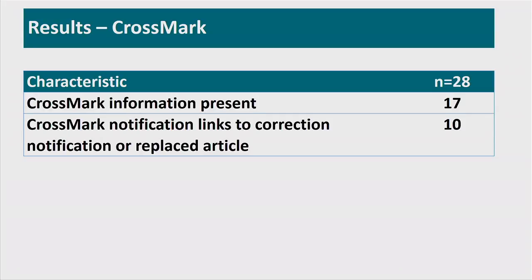When we looked at Crossmark information, we found it in 17 of them. And in 10 of them, this Crossmark notification linked to the correction notification or replaced article. So for me personally, it was a frustration that when you open a Crossmark tag, you don't see easily what has happened with this article.